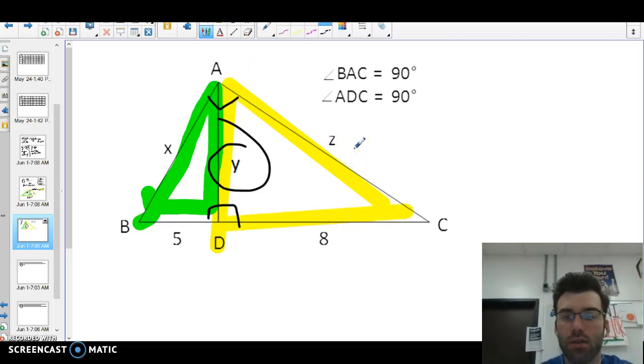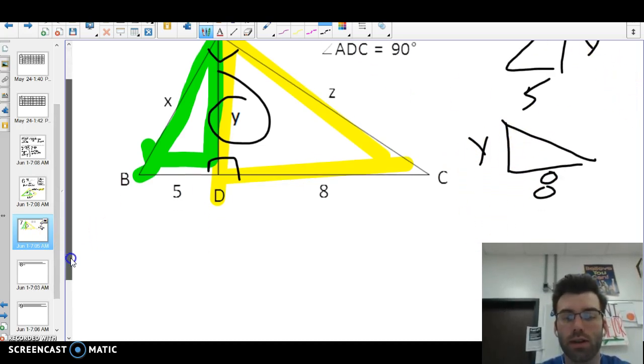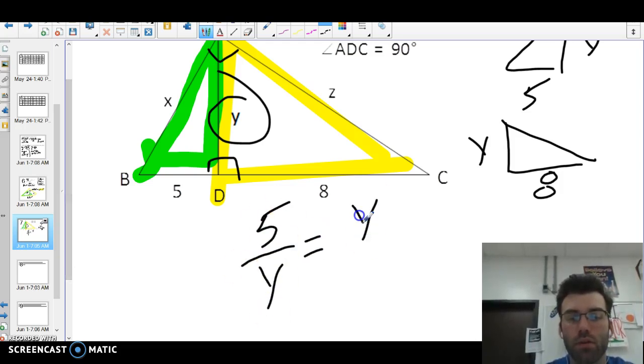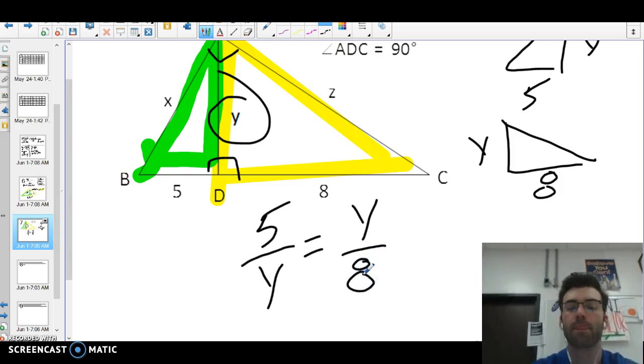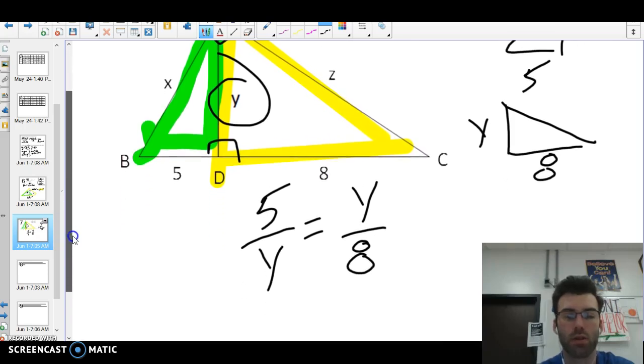If I take out the small triangle, I have 5 and y. If I take out the medium triangle, I have y and 8. What do I see twice? I see y in this triangle and y in that triangle. That means y is the geometric mean between 5 and 8, so 5 over y equals y over 8. Then you cross multiply and solve. You don't have to simplify the radical. The most important part is the setup. You should get y squared equals 40, and then take the square root of both sides.